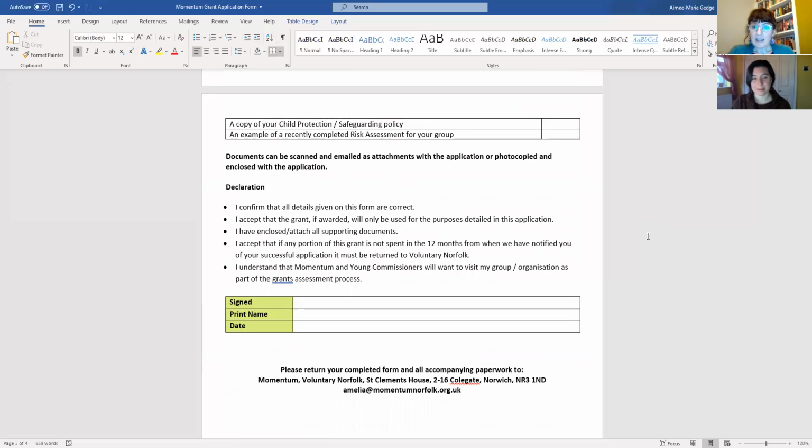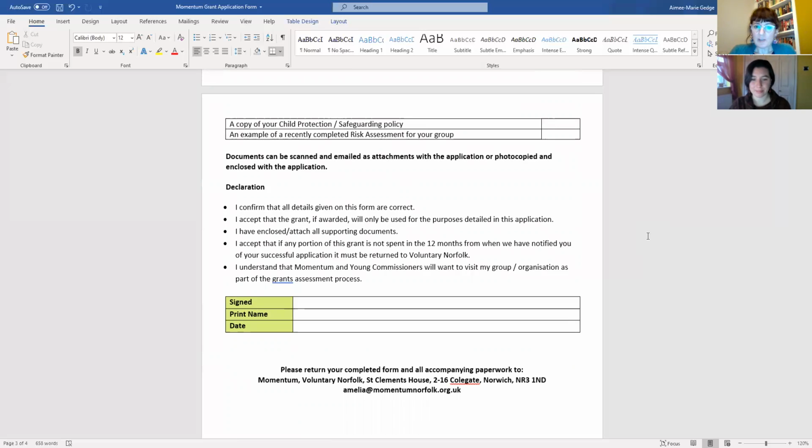The final thing, or did you want to add something about that? I was going to say, there might be a very good reason why you haven't spent it in 12 months. Like if you've planned a trip and it's been delayed for whatever reason, then we can take that into account. But what we don't want is grants that just tail on for years and years and become a bit of a millstone around your neck. It's not good for your group, and it slows everything down.